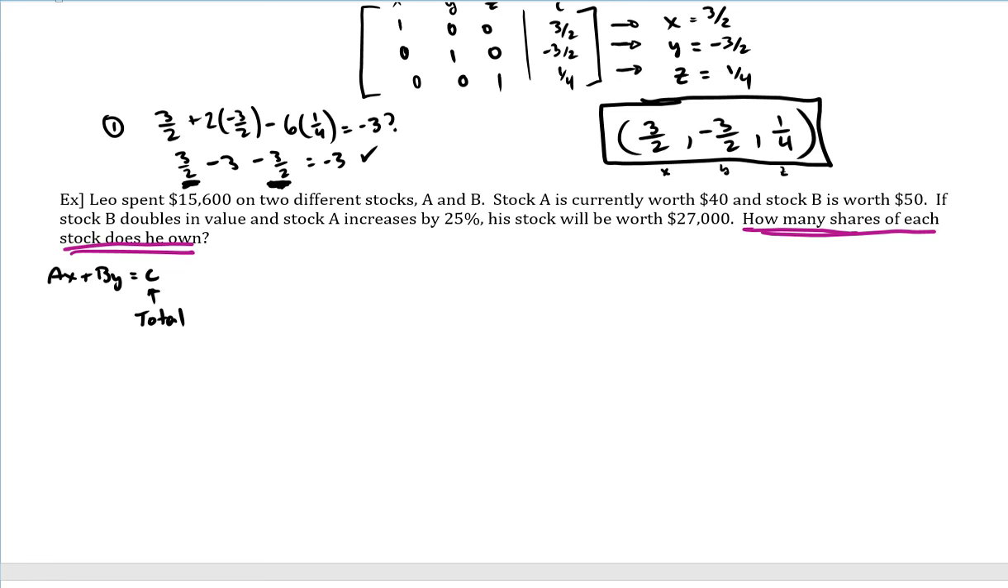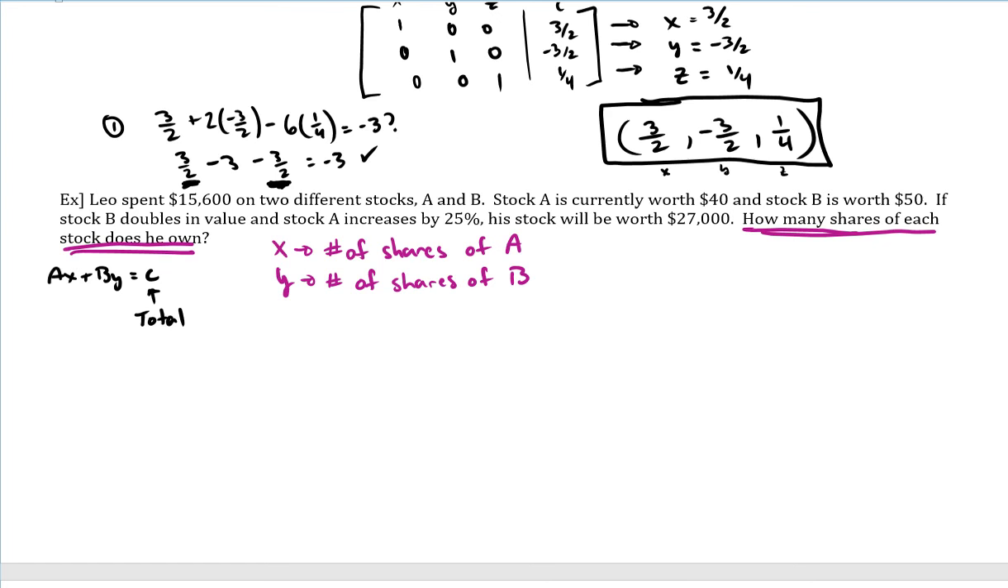So usually the question at the end is a major clue to what the variables represent. So it says, how many shares of each stock does he own? So they're asking for a number of shares. Okay, so that looks like then we should say x is the number of shares of A, and let's say y is the number of shares of B. Okay, so I think that can help us figure out how to set up these equations real soon here.